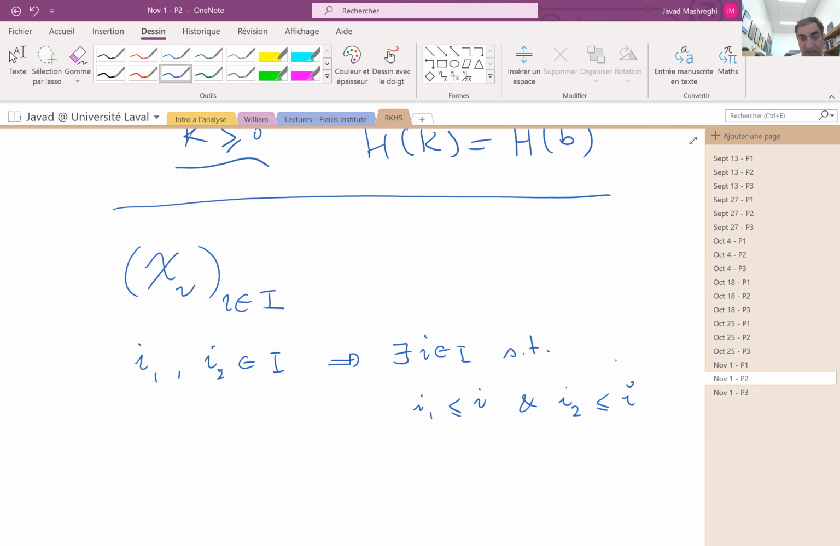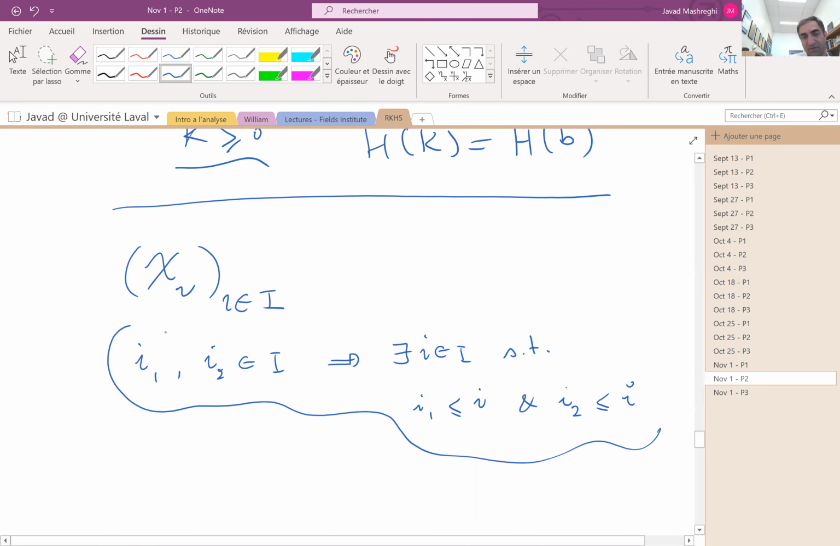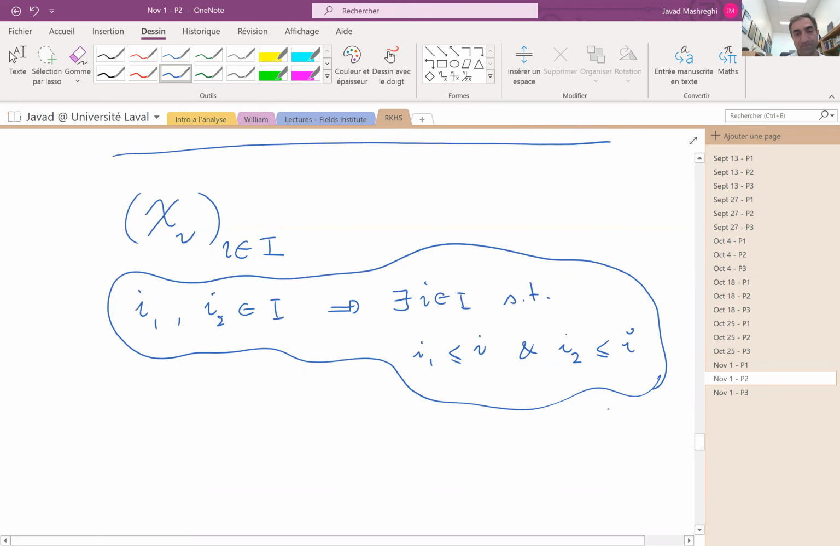It's trivial, but in the abstract setting, the Moore-Smith convergence that we mentioned last week, the crucial property that we need to have is this one. Any two elements have something which is bigger than both of them.